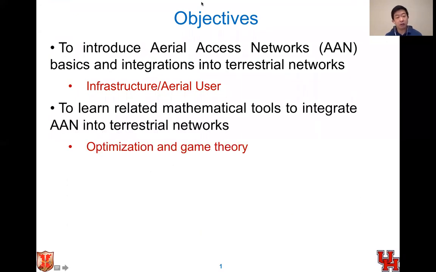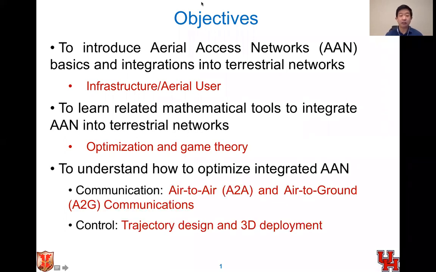Then we try to learn some basic problems and how to optimize them. We talk about optimization and game theory. Finally, we show you many examples of how to formulate and integrate AAN, and how to make the problem an optimization problem or another type of problem. So, how could you do the problem formulation? This is the third thing.